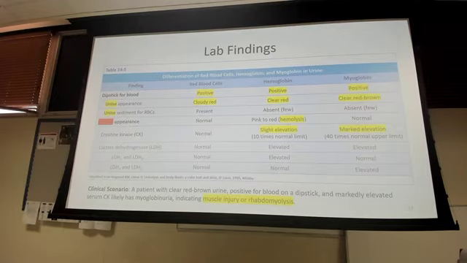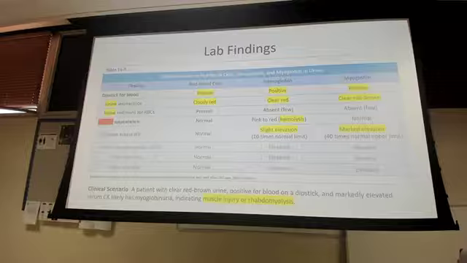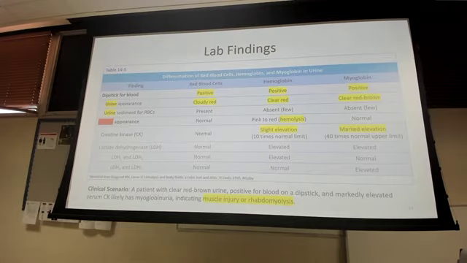Okay, so here are some lab findings, and this is just talking about red blood cells versus hemoglobin versus myoglobin. So if you're seeing cloudy red, it is red blood cells; clear red, then hemoglobin; clear to red brown, then there's myoglobin in there. Oh, and I really like that clinical scenario too, okay?